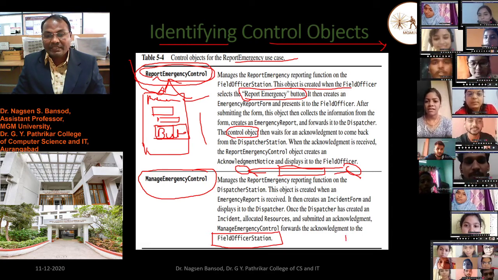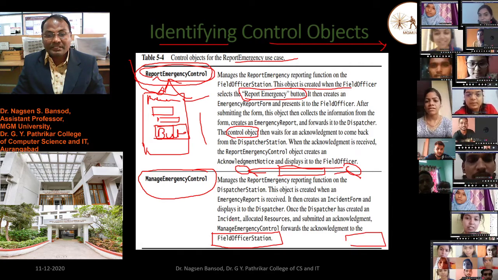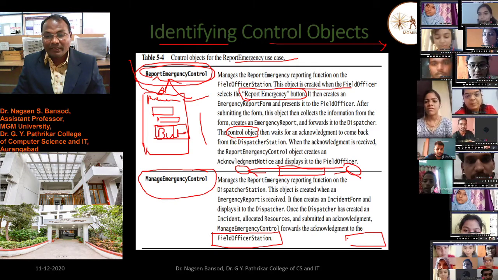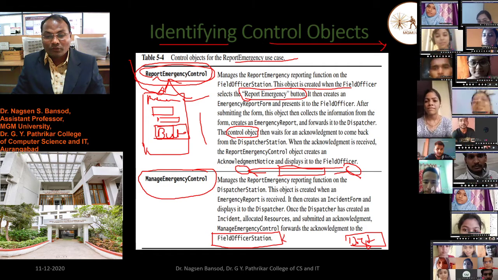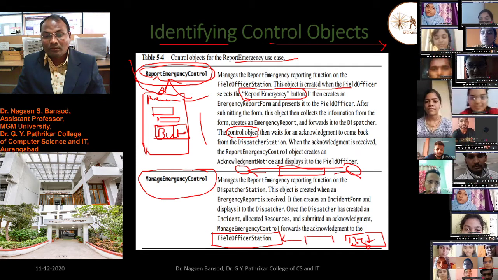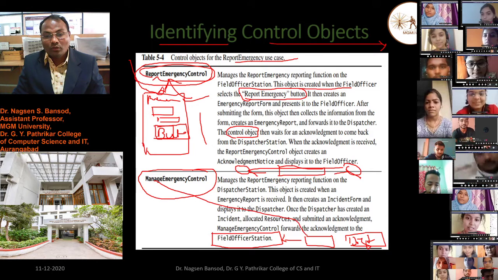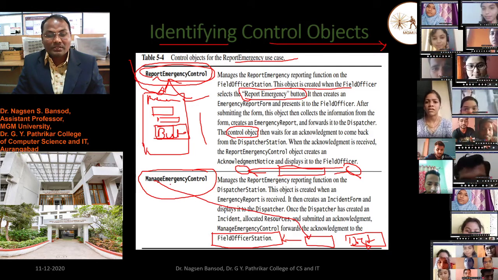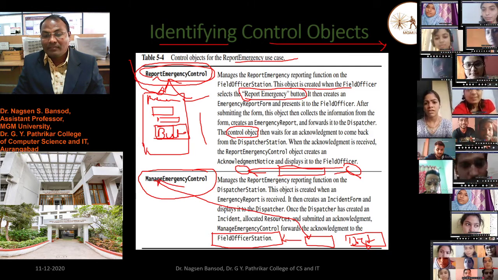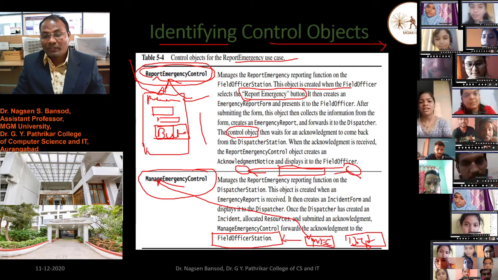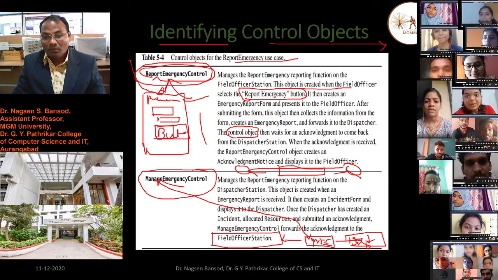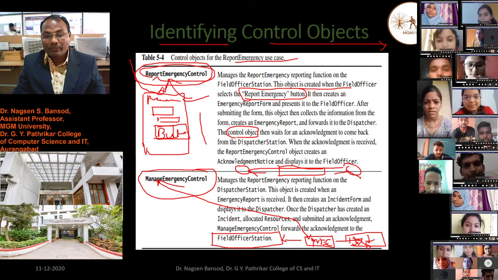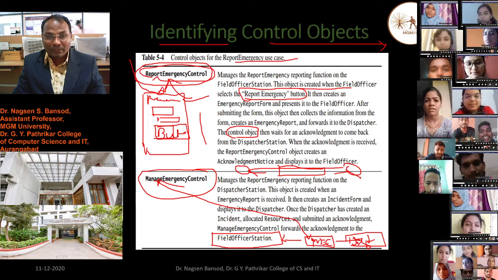Field officer station and dispatcher stations. Field officer station and dispatcher station. To send and receive the report, there is again this manage emergency control. What is this? This is the control object, and these are the objects, and for controlling them there is a control object.